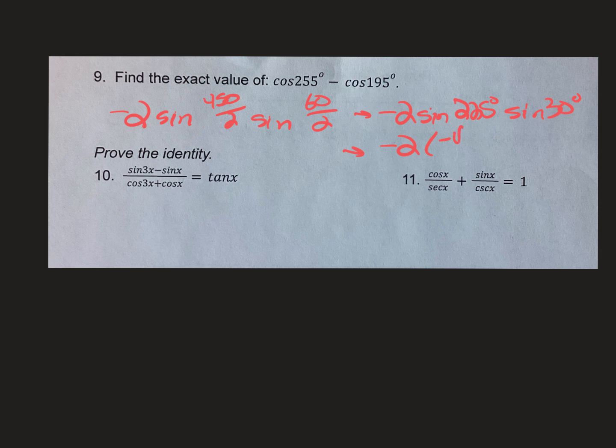Sine 225 is negative square root of 2 over 2. Sine 30 is 1/2. I'm just going to multiply those numbers together. This time you can cancel the 2's, those two 2's, which is going to leave me, there's 2 negatives, which is a positive, so I'm going to get square root of 2 over 2. All there is to that one.